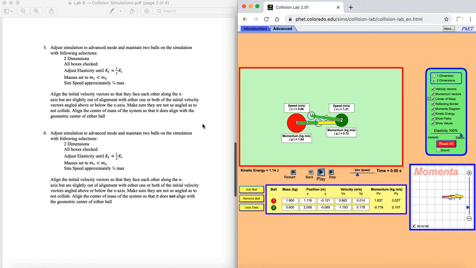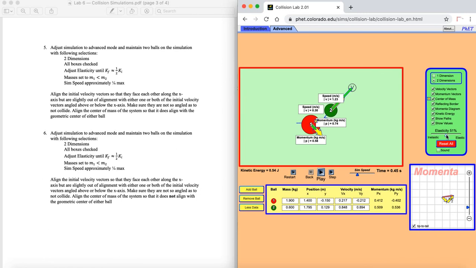So that means adjusting the elasticity. We could do 6 first because we're already set up for it. Not aligned centers, not aligned velocities, and the only thing we do is drag down the elasticity. A good starting point is 50. See what that gives us. So let's go to 51. See if we get something that's half of 1.14, which would be 0.57. So let's see if we get 0.57.